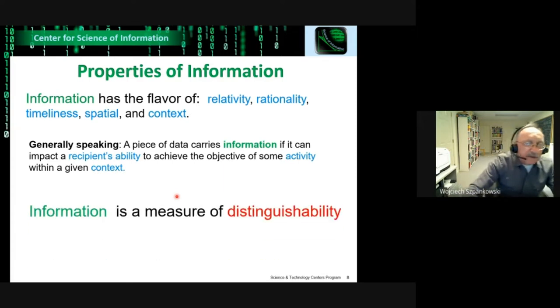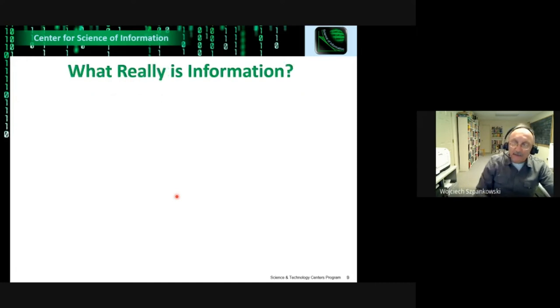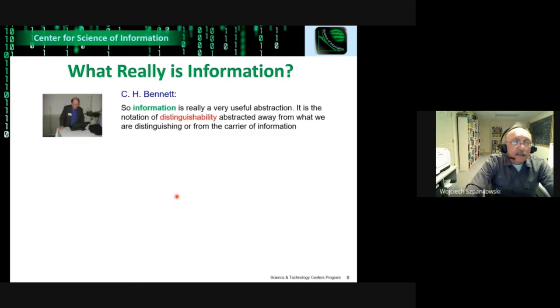I want to give you something that every physicist and engineer understands. And I claim that information is a measure of distinguishability, as I mentioned before. If I cannot distinguish, there is no information. So of course, it is a very loaded definition because we need to define distinguishability in different situations. Distinguishability might mean many different things. Now, if you want to argue with me about this definition, let me bring you big guns.